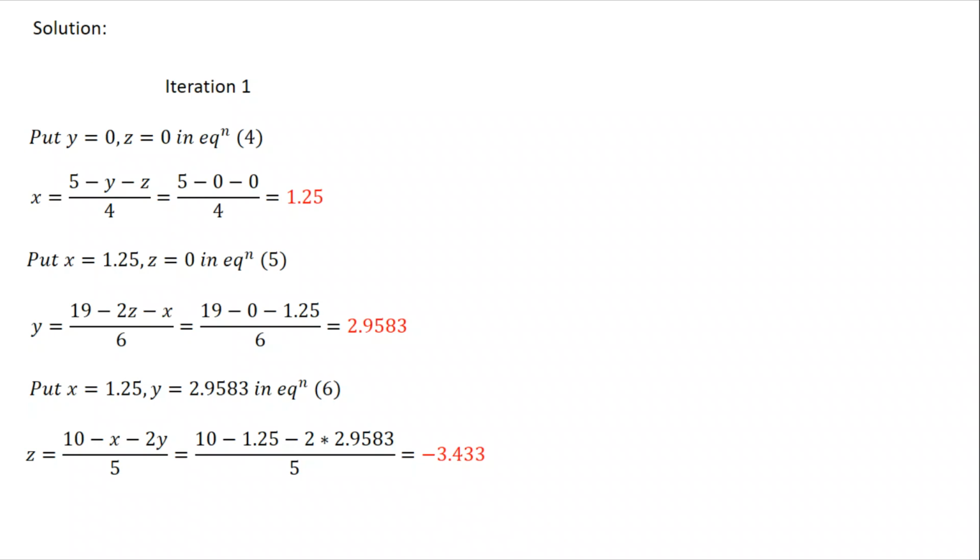Then go for iteration 2. How many iterations will we do here? We continue until the difference between the previous iteration and the next iteration is not much. So whatever iterations we calculate, we check the difference between the values of x, y and z.